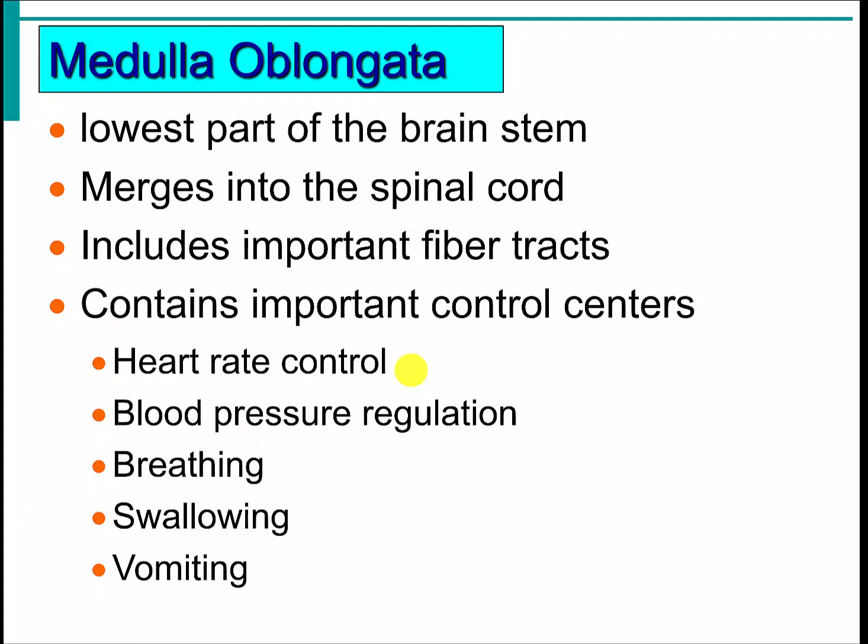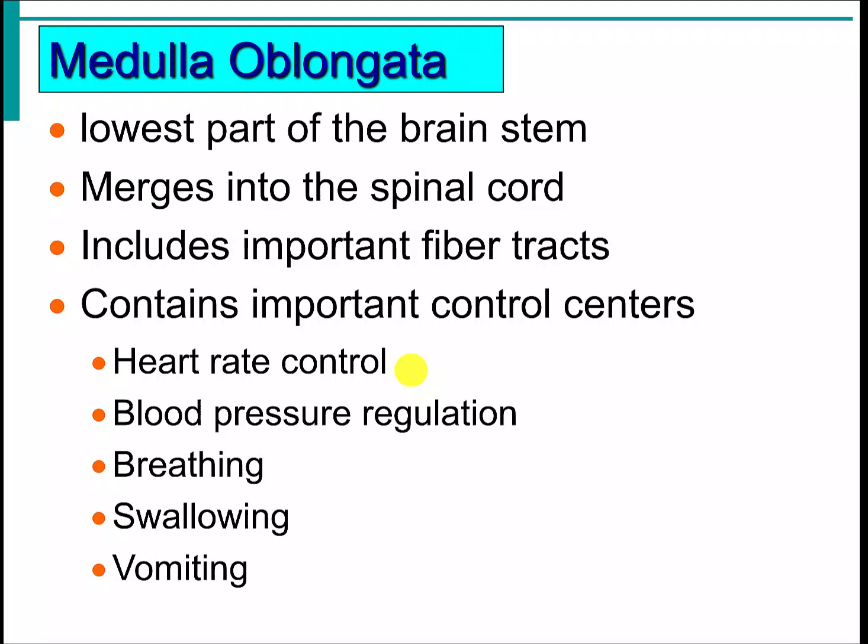Okay, the last part of the brainstem is the medulla oblongata, and it is the lowest part. After this, you kind of merge into the spinal cord. And again, it consists of important fiber tracts or clusters of axons. Kind of hard to tell or see anything different when you're looking at the sheep brain. This is really important in controlling things that keep you physically alive. So for example, it controls your heart rate, your blood pressure, breathing, swallowing, vomiting, things like that. If there is damage to the brainstem, you can see why this could result very rapidly in death.